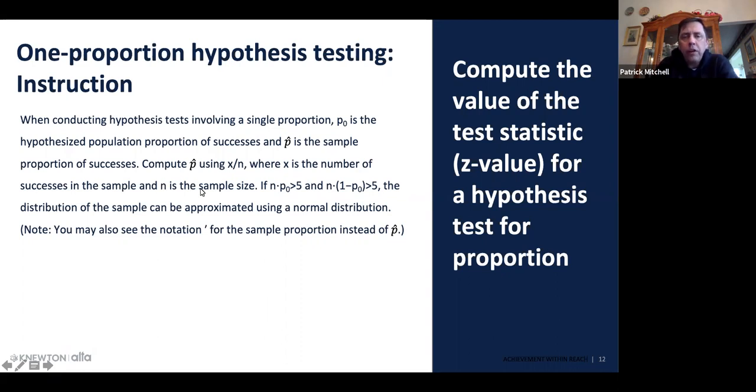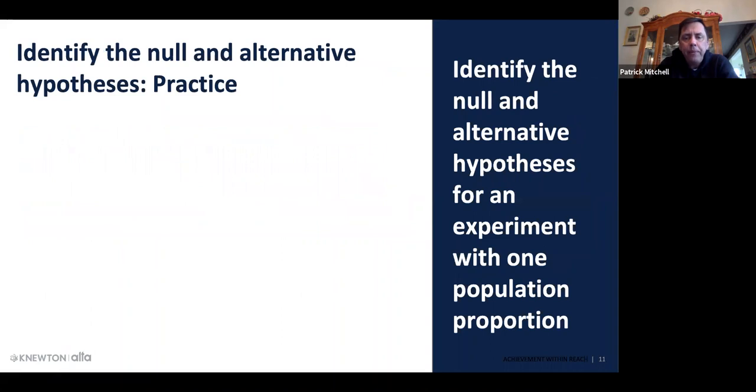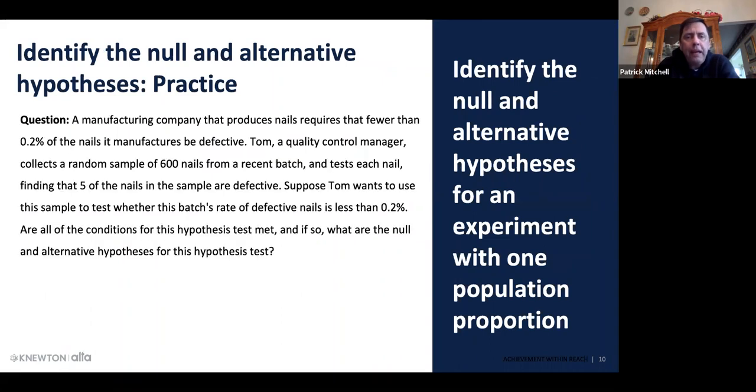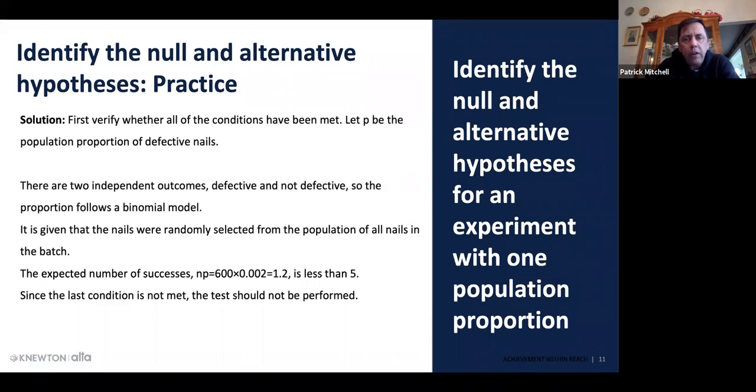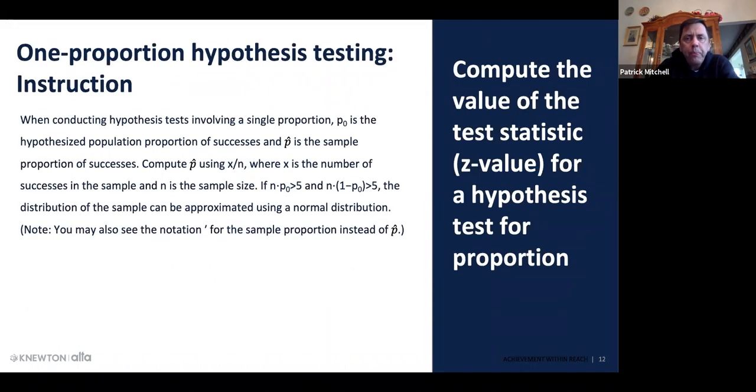Just really quickly, in the last example, we would calculate p hat by doing 5 divided by 600. In the previous example with the school lunch, it would be, I think, 35 divided by 211. That would give you your sample proportion. So if n times p sub 0 and n times 1 minus p sub 0 are both greater than 5, that means the distribution of the sample can be approximated using a normal distribution.